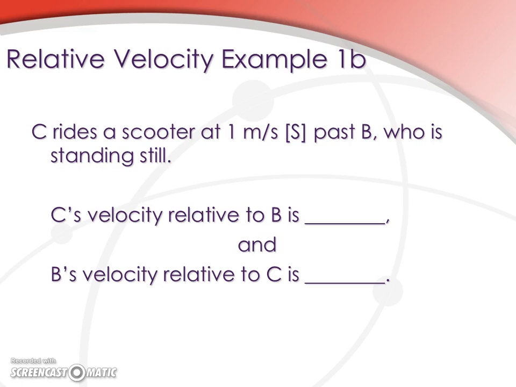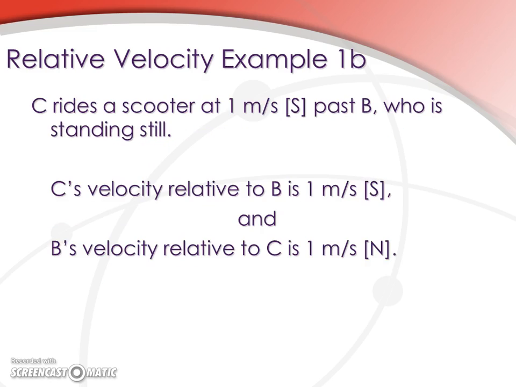Okay, another case. Charlie rides a scooter at 1 meter per second south past Brian, and Brian's still standing still. Charlie's velocity relative to Brian is what? Well, we can say his velocity relative to Brian is 1 meter per second south, of course. And again, we can reverse this and say Brian's velocity relative to Charlie is 1 meter per second north.